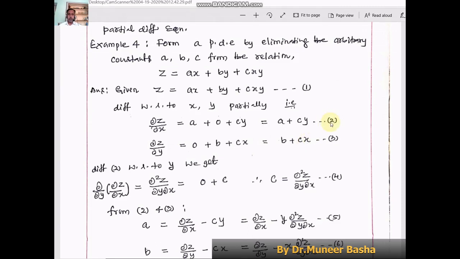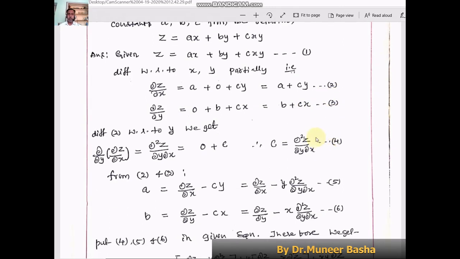So you call them equations 2 and 3, and then differentiate equation 2 partially with respect to y. So we will get dou square z by dou y dou x, that is equal to 0 plus c into 1, that is c. So therefore the c value is dou square z by dou y dou x. So exclusively we got the c value here. This c value we can put in place of c in equation 2 and equation 3.